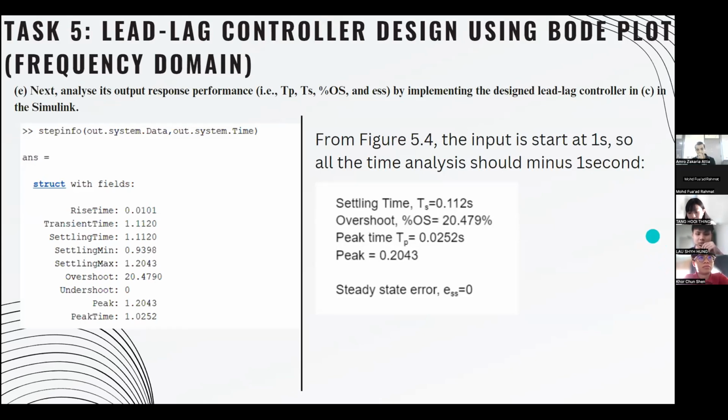So the actual result, the data that we would like to get, is in the figure at the right. The settling time is equal to 0.112 seconds, overshoot is 20.479%, peak time is 0.02, and the steady state error is equal to 0. Okay, next.